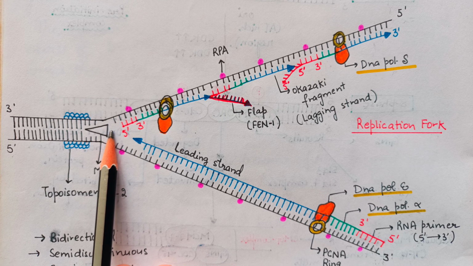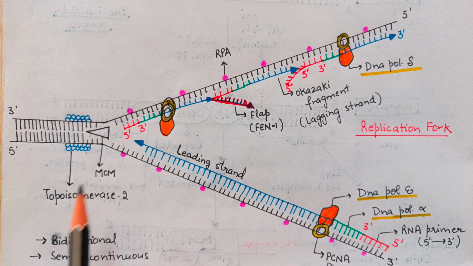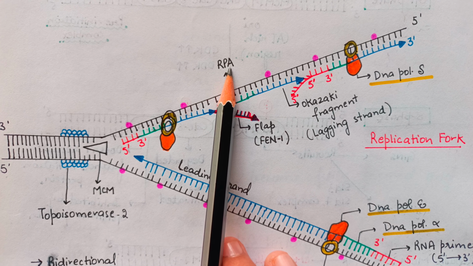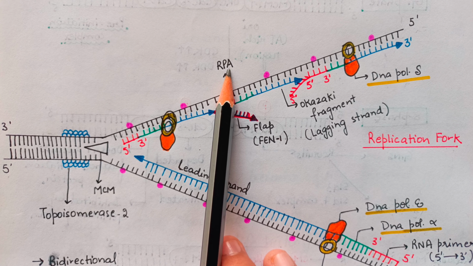We have the MCM complex that helps to break the hydrogen bonds and acts as helicase. Here we have topoisomerase 2 that helps to release the tension. These are the RPAs, which is replication protein A, that act as single-stranded binding protein, which were present in prokaryotes. They help to prevent the re-annealing process.